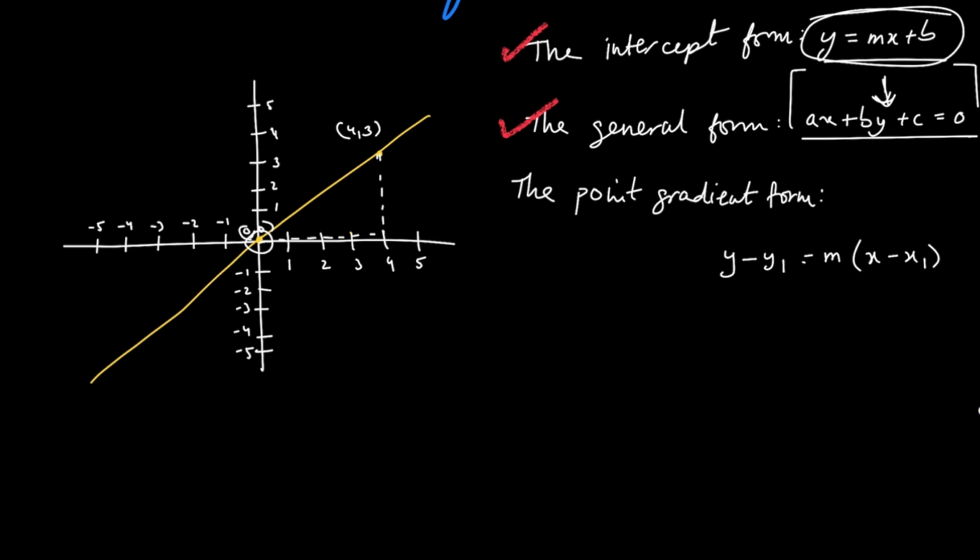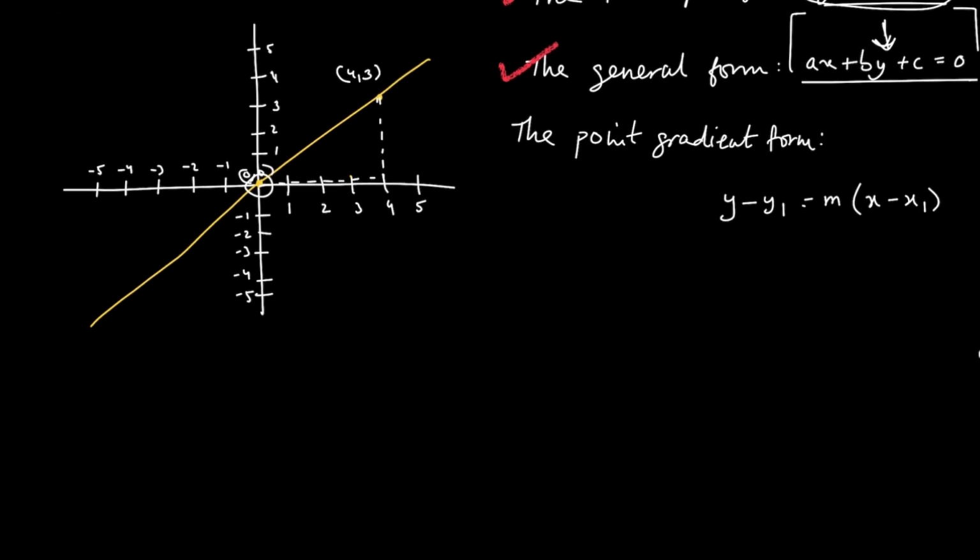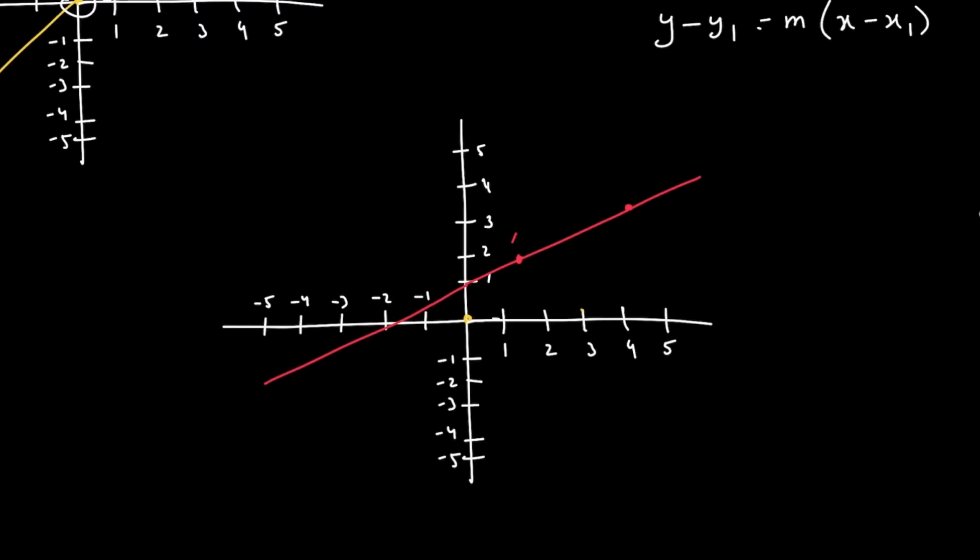The third and final form is called the point gradient form, and it looks like y minus y1 equals m times x minus x1. So let's say we have this red line and we have two coordinates labeled a and b. We can label a as x1, y1 for its coordinates and b as x, y. Now we know that the normal formula for a gradient is y2 minus y1 over x2 minus x1 equals m, because m stands for slope.